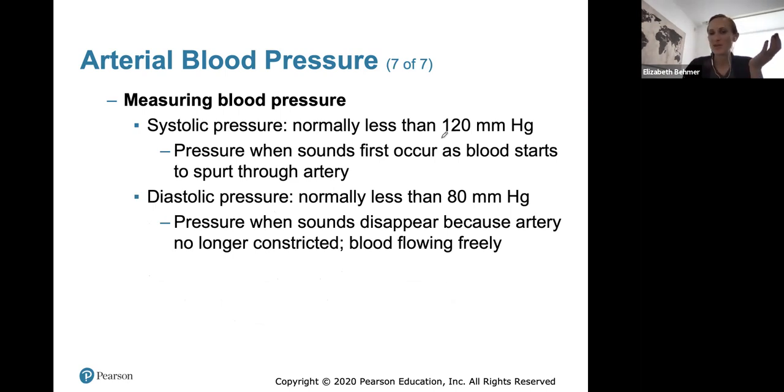The systolic pressure, normally less than 120, is the pressure when the first sounds appear as the blood starts to spurt through that artery again as it opens up. And the diastolic pressure is when the sounds disappear because the artery is no longer constricted, so blood flows freely again.